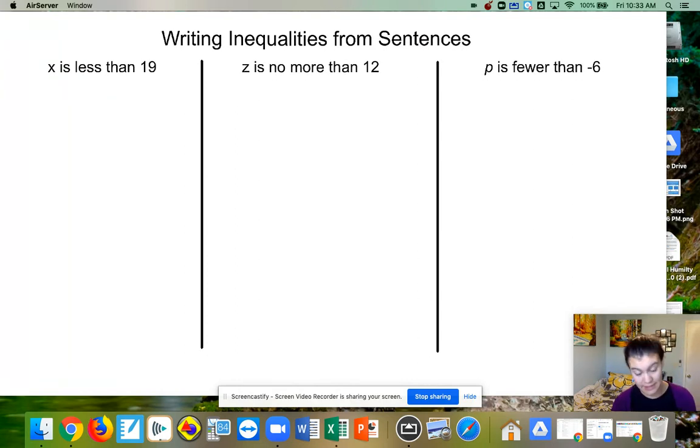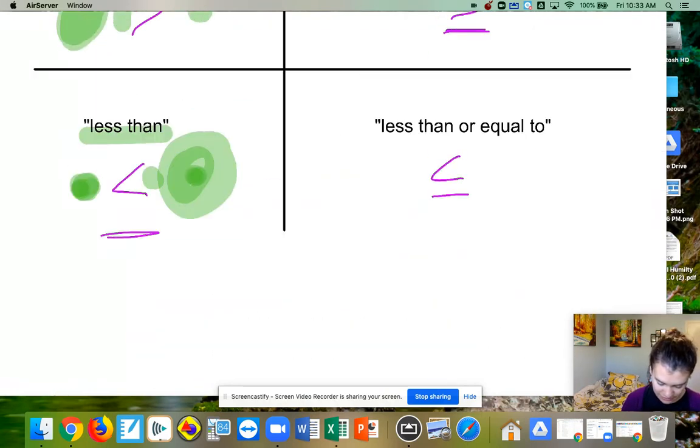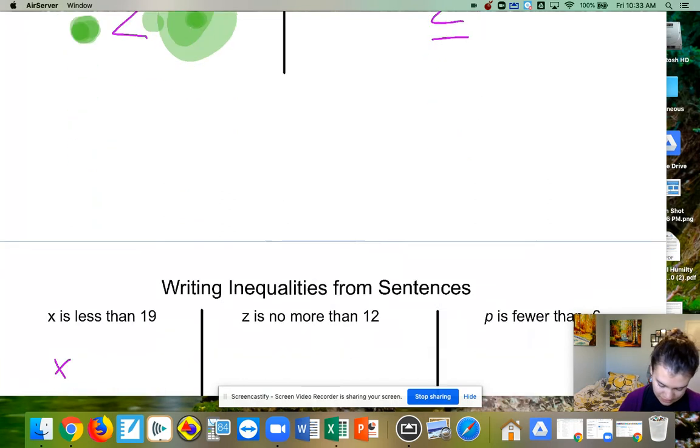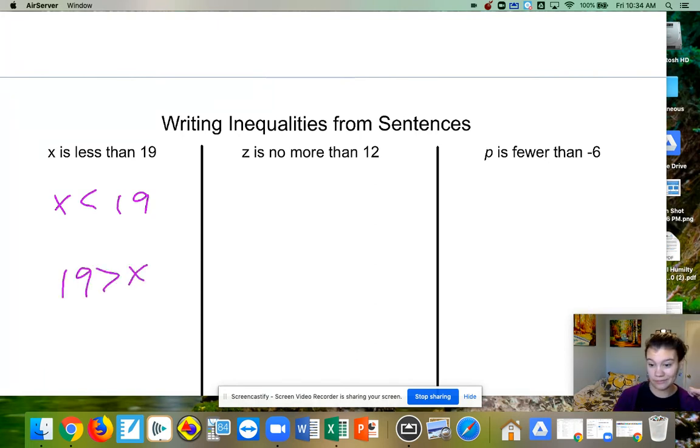So, writing them out in sentences, same thing we did at the very beginning of the year with equations. This says x is less than 19. So we have x, and then we want the less than symbol, so you can look back up here, we want this one. So x is less than 19. And you can write it that way. You also could flip it around and say 19 is greater than x. That means the same thing. So you can flip them either direction.